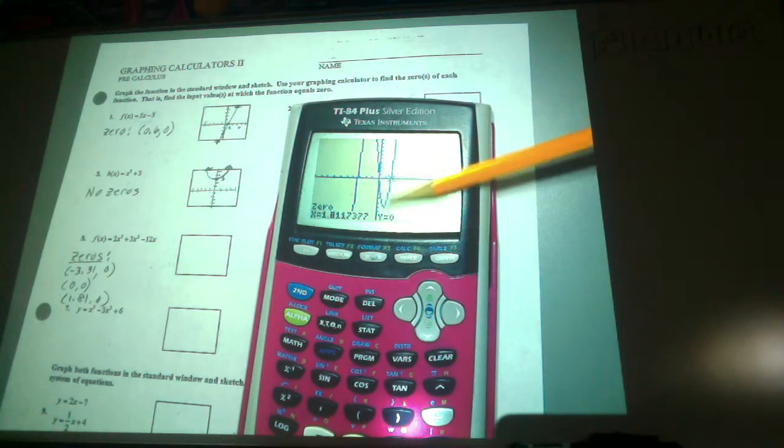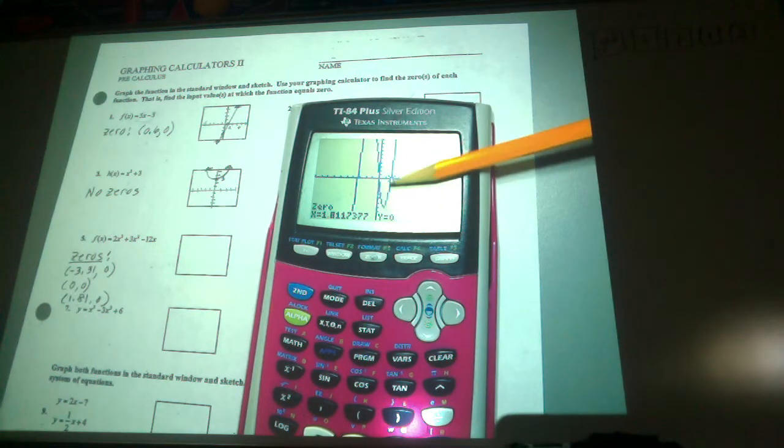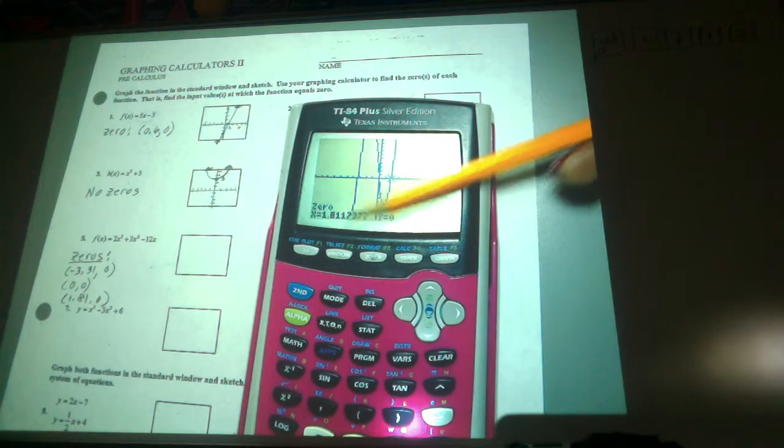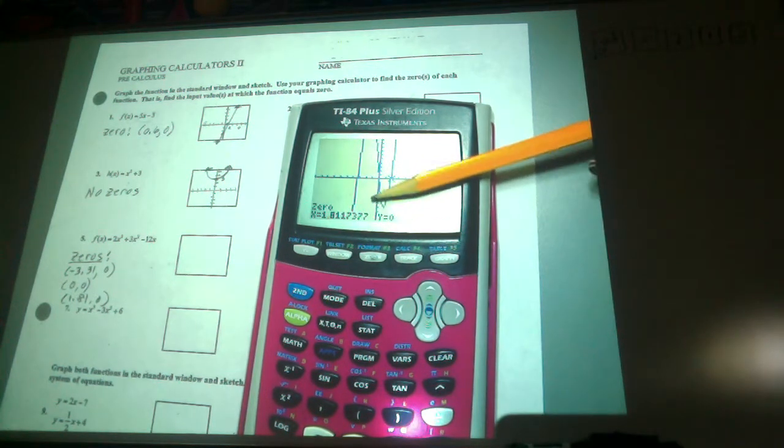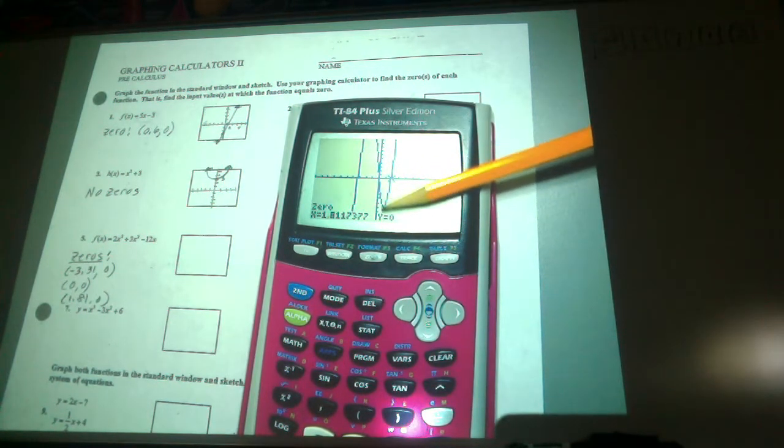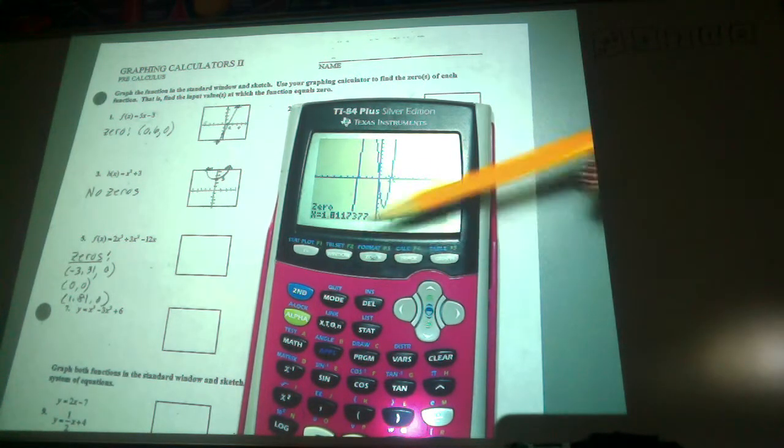You see how there's this curve here? It's called a relative minimum. It's like the vertex in a parabola. It's not really the minimum because this goes infinitely negative here, but this is what we call a relative minimum, which we'll explore a whole lot more as we get along in pre-calc. But your calculator will calculate that.